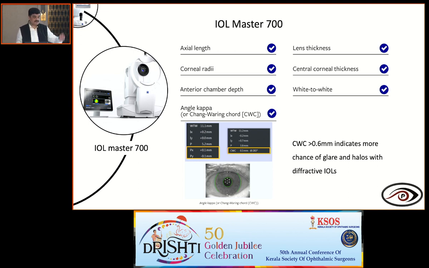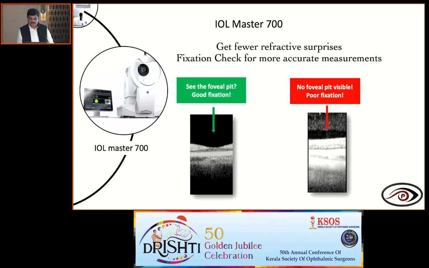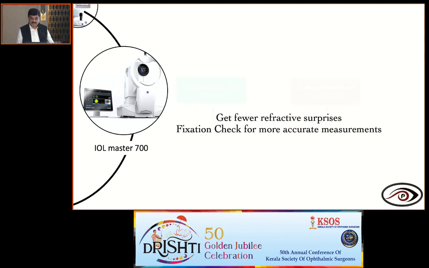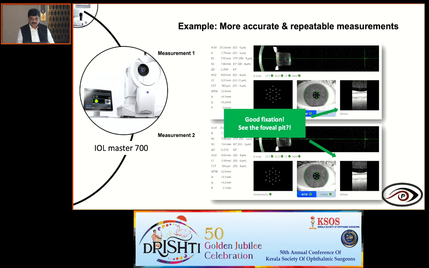As in the previous discussion, even with an angle kappa more than 0.6, they say the chances of glare and halos are more with multifocal intraocular lenses, especially diffractive lenses. These are the other advantages. To avoid refractive surprise, you should always look for a good foveal pit and good fixation. This is an example: here you see exactly good fixation and a good foveal pit.